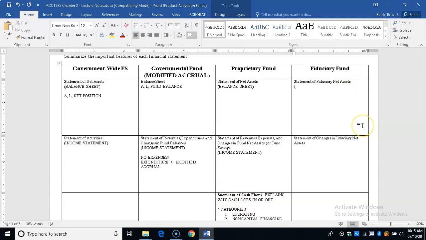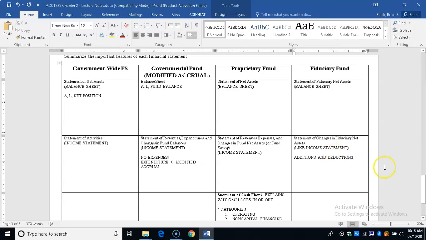Here, for fiduciary funds, statement of fiduciary net asset, what is that similar to? Balance sheet. Finally, statement of changes in fiduciary net assets is kind of like an income statement. Okay, now I say roughly like an income statement. Now, it's not really an income statement. It's just showing money coming in, so additions, and deductions, money going out.